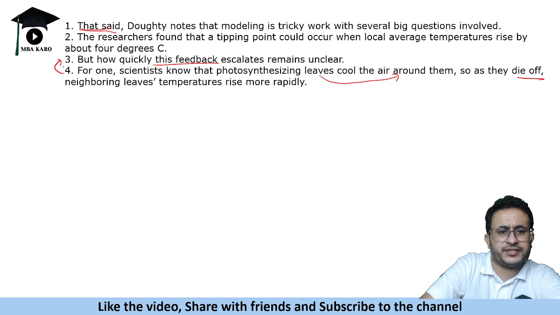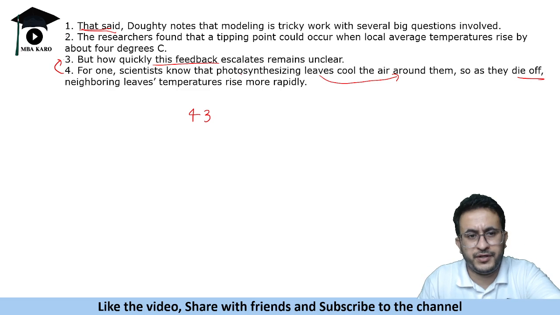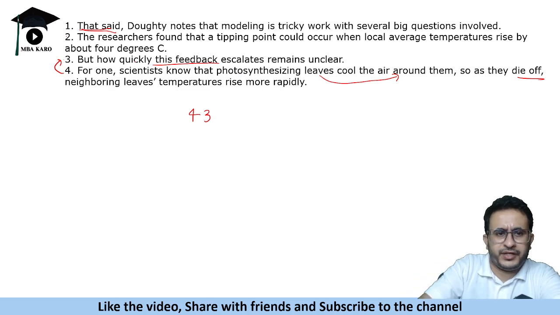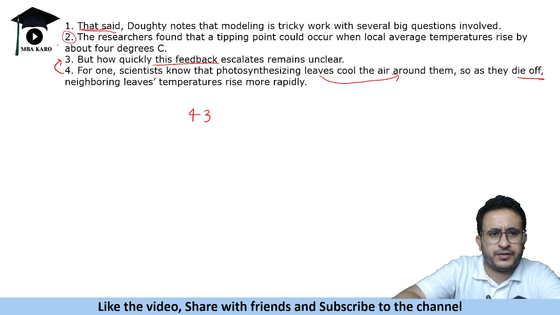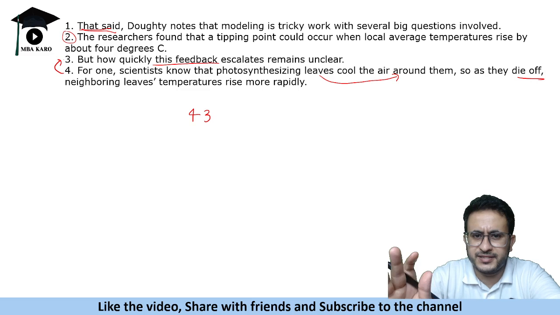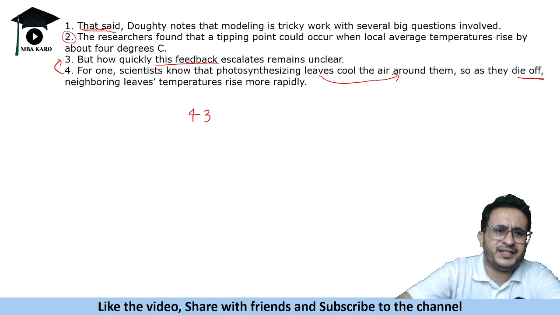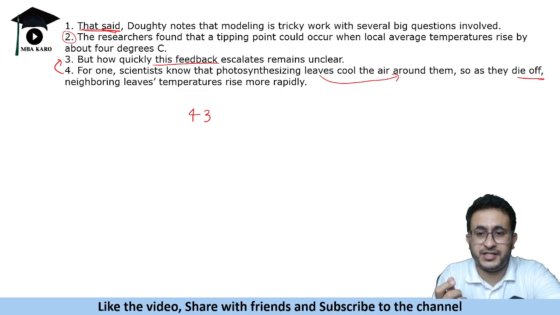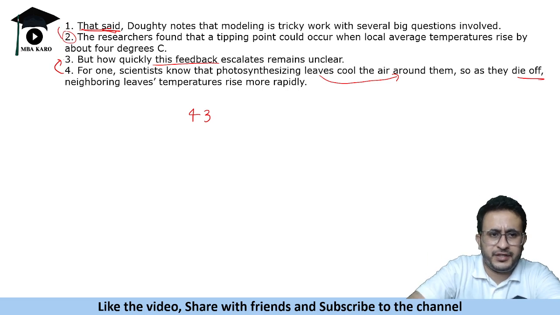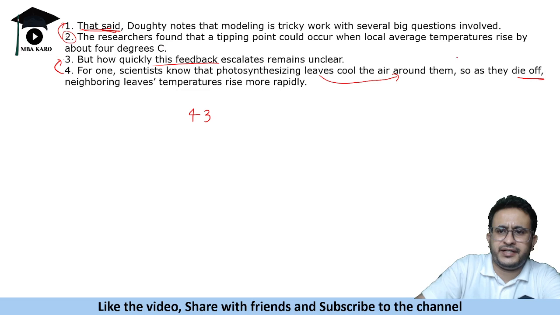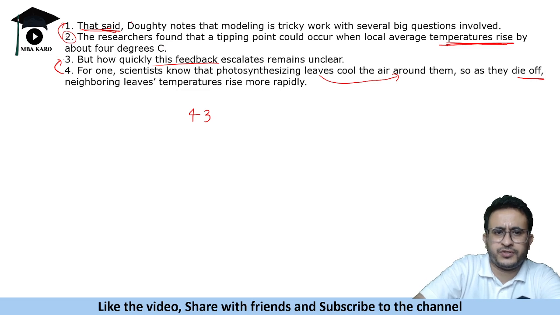So 4 is connected to 3. There it talks about one feedback. Now if you look at the other two sentences, 2 looks like the opening sentence, isn't it? We will have to arrange one in this. The researchers found that a tipping point could occur when local average temperatures rise by about 4 degrees centigrade. That said means that something has been mentioned in the previous sentence, and it agrees with the previous sentence. So it makes sense to connect first with second. That said refers to the temperature rise. Because of this temperature rise, Doty notes that modeling is tricky work with several big questions involved.